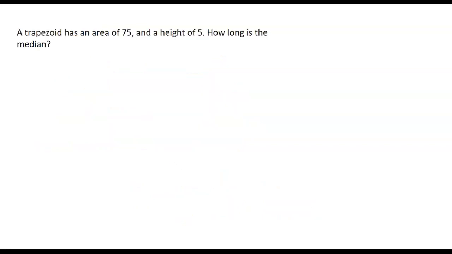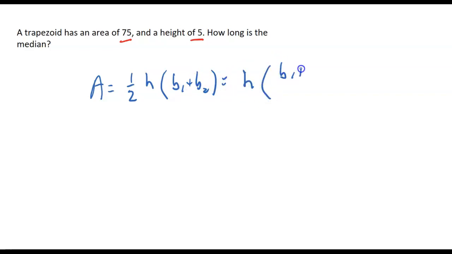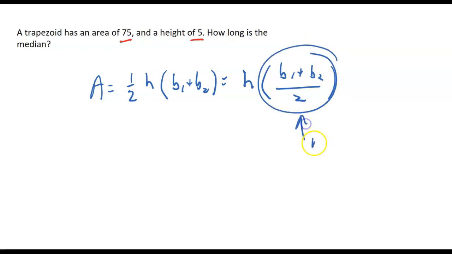Okay, last example. Here we have the area given to us is 75, and the height is 5. How long is the median? Well, remember I told you up earlier that the area is 1/2 the height times (B1 plus B2), which is H times (B1 plus B2) over 2. And this is also the length of the median. So if our area is 75 and our height is 5, then I'm going to divide both sides by 5, and the length of the median is 15.